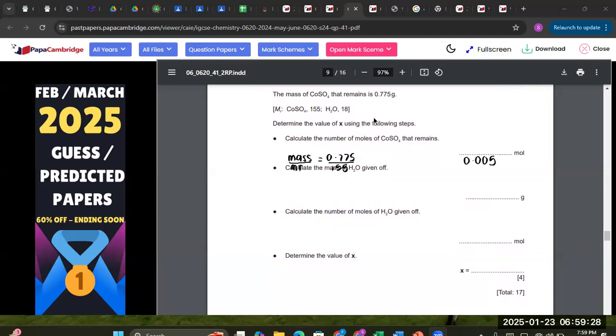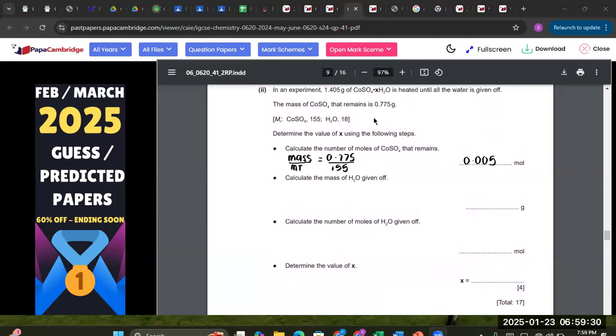Because see, you have the mass of the crystal and you have the mass of the copper sulfate. So you'll just subtract, right? See, we have the first line. We have 1.405 grams of copper sulfate crystal and 0.775 gram remains. So you just subtract it and you'll get the mass of water.